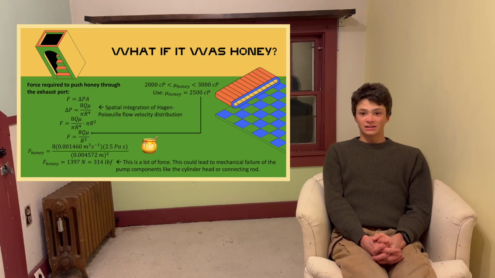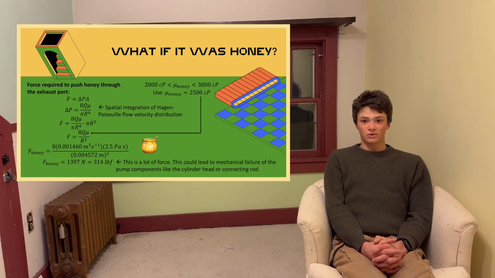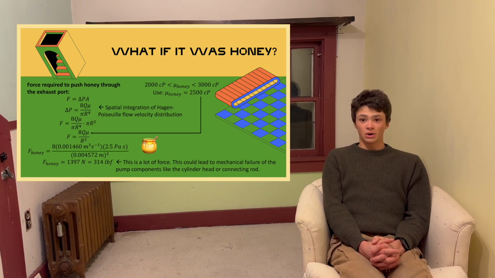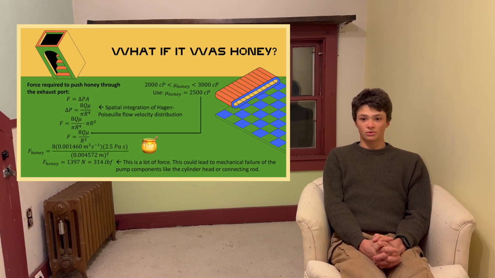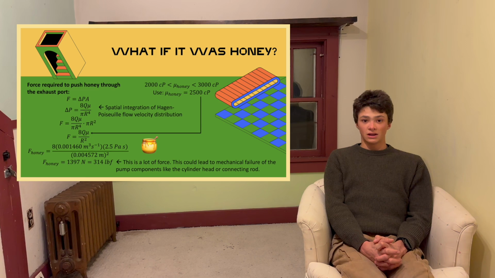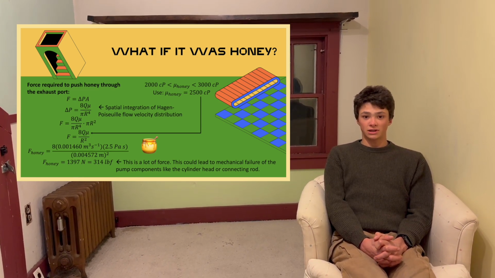What if we were pumping honey instead of air? Integrating the Hagen-Poiseuille flow velocity distribution gives us an equation for the pressure differential across a pipe. We know that the force is pressure times area, so combining these equations, we get the force required to push a fluid through the exhaust. This force is large, meaning that the pump could see mechanical failure if we tried to run it at the same RPM as for air.